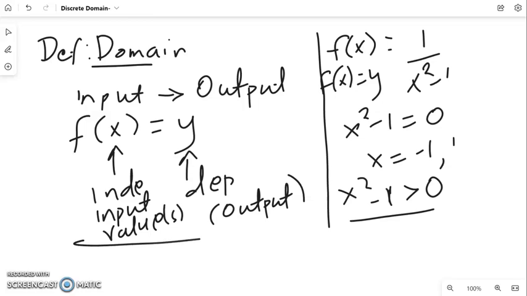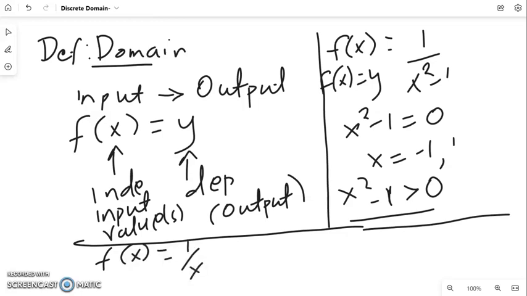Let's have another function. Our other function, f(x), is equal to 1 over x. The only time we cannot find the value of f(x), which is equal to y, is when x is equal to 0. Therefore, the domain of this function is any number except when x is equal to 0.